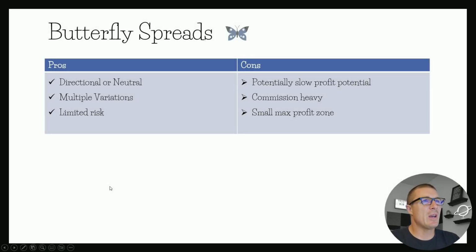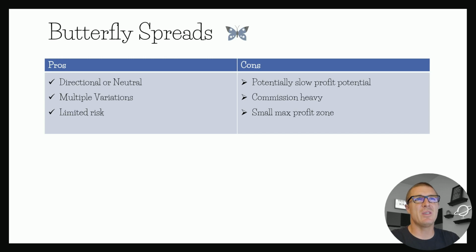The first thing I wanted to look at was some pros and some cons. This list isn't intended to be exhaustive, but it is some of the more notable items to think about when you're considering a butterfly spread. You can set it up to be either directional or neutral. There's multiple variations, which I've mentioned several times now. There's limited risk on any of the variations. That's some of the pros.